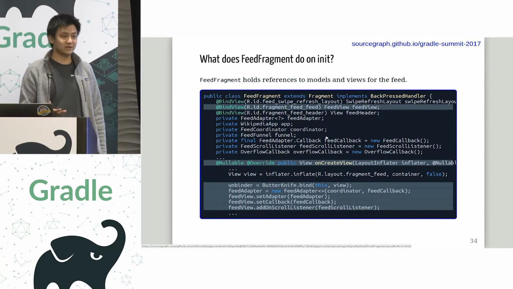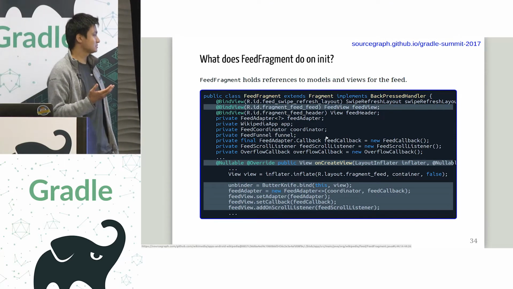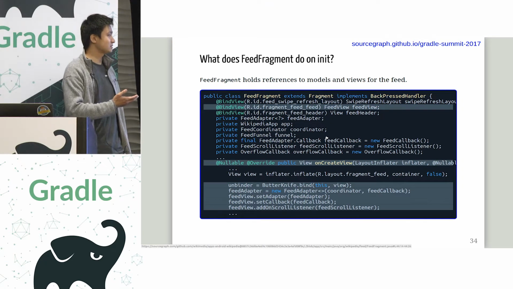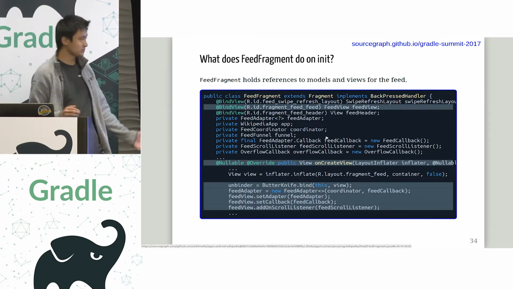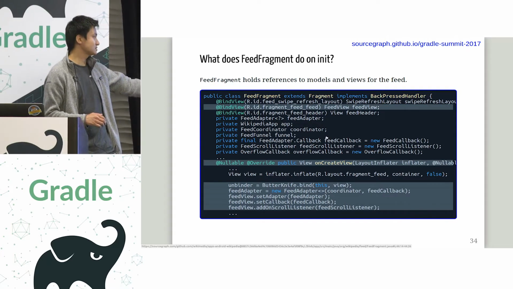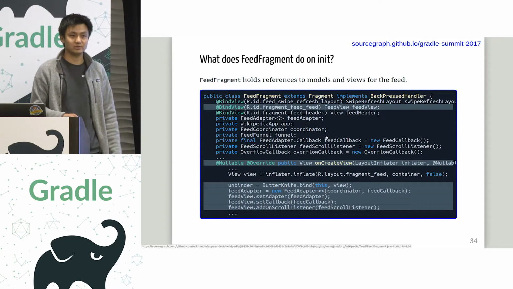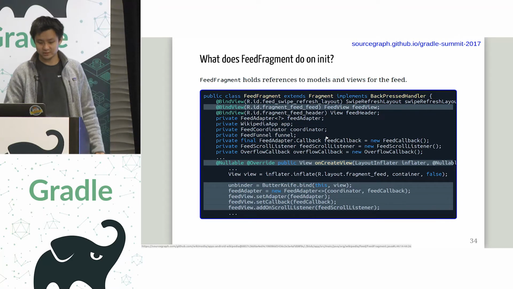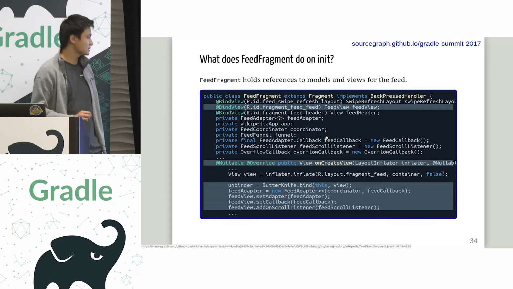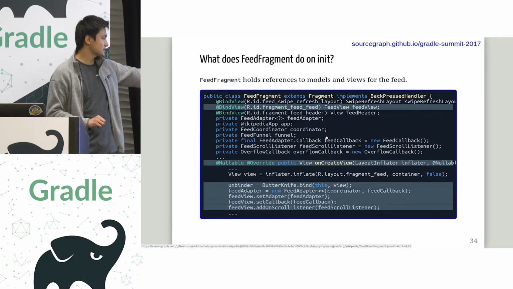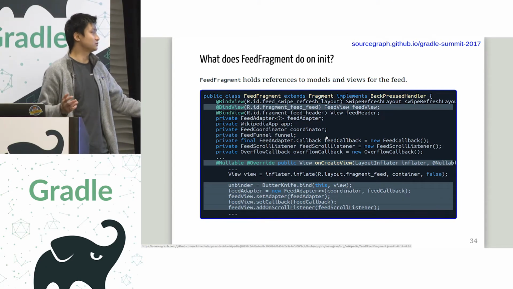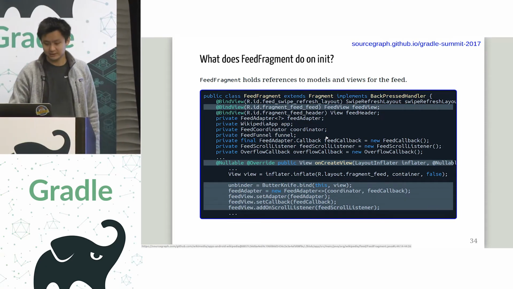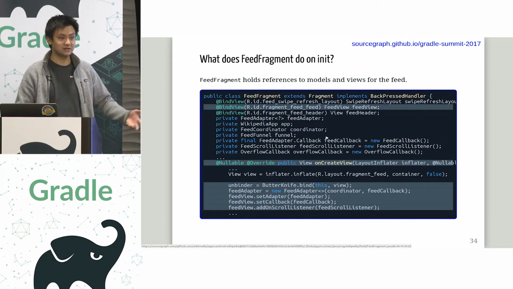So if you go to feed fragment and look at what's going on in the initializer method, one of the first things we'll notice is the use of butter knife again to eliminate boilerplate in wiring up view and controller logic. And then the next thing it does is it initializes the feed adapter and passes it to the feed view. And the feed view, you probably guessed, is the view that actually displays the feed.